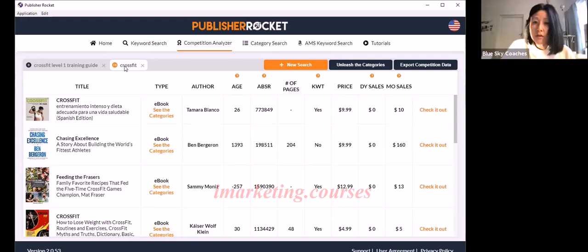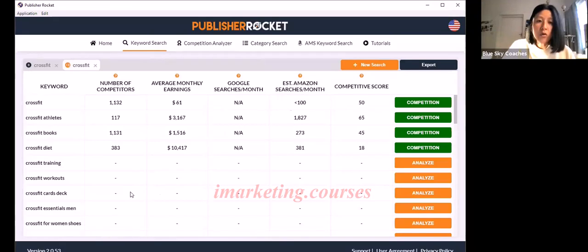What is a good number for the number of competitors? What should I stay away from? So all those columns shouldn't be read individually. They should all be read in conjunction with each other.